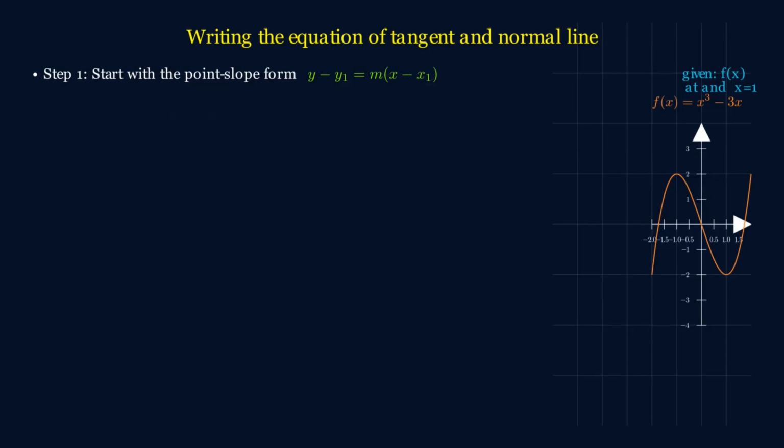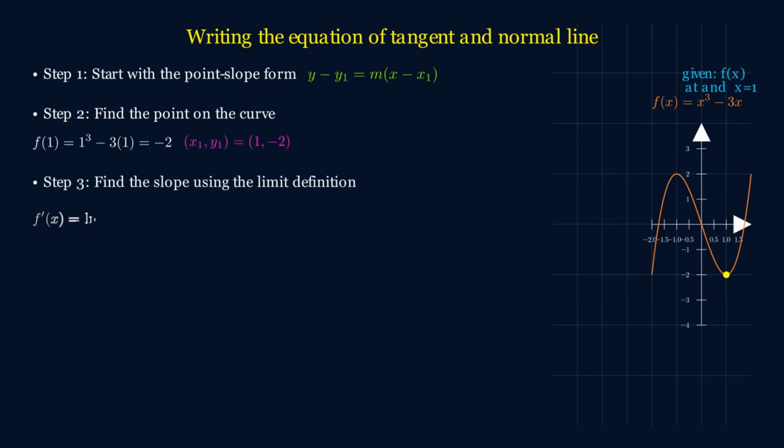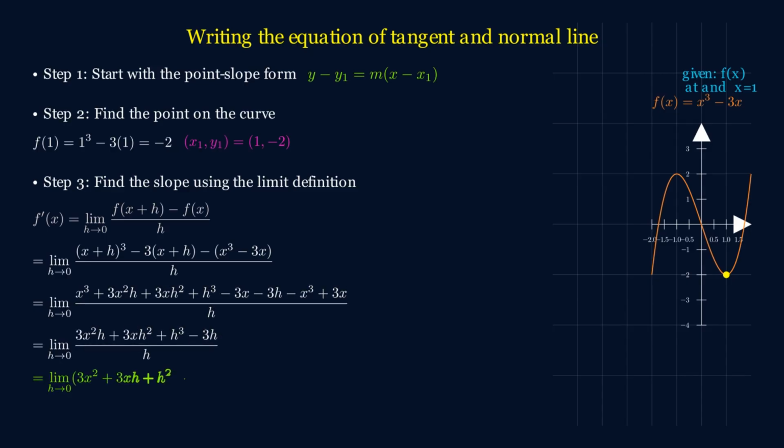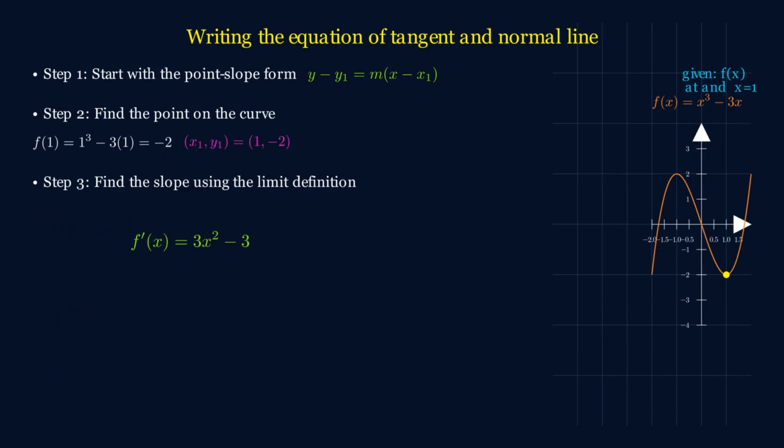Then, we find the point on the curve. Plug in x equals 1 into the function. F of 1 equals 1 cubed minus 3 times 1, which equals negative 2. So the point is 1, negative 2. Now we find the slope using the limit definition. F prime of x equals the limit as h goes to 0 of f of x plus h minus f of x over h. We expand it, simplify it, and it becomes 3x squared minus 3. When we plug in x equals 1, the slope m equals 0.